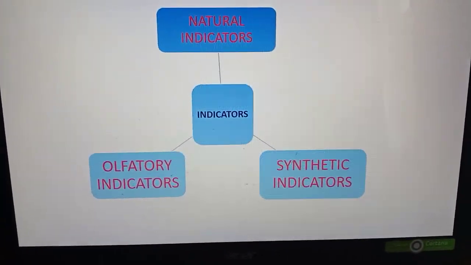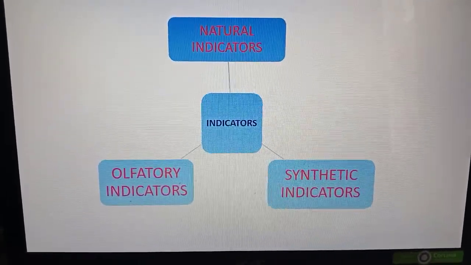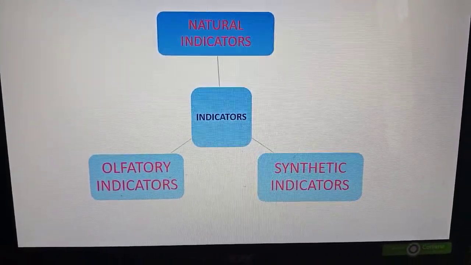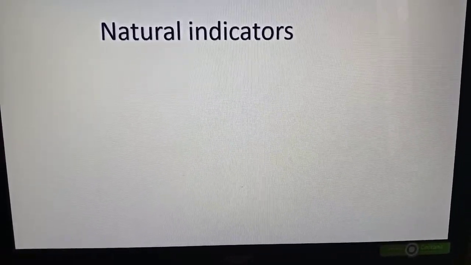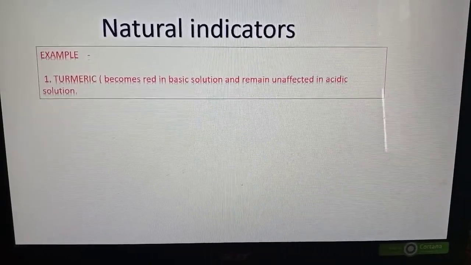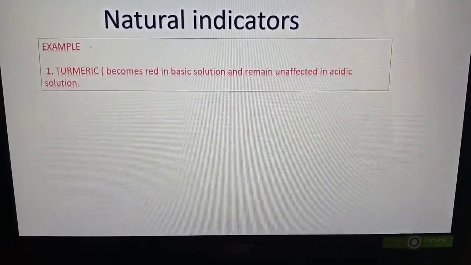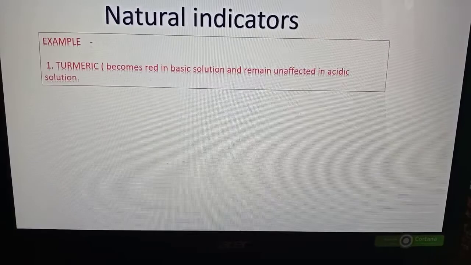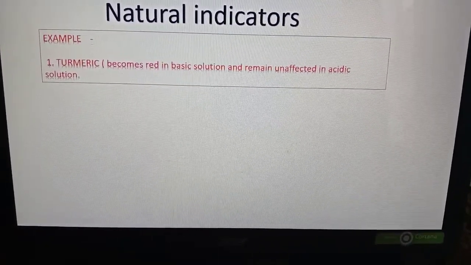In our course, there are three types of indicators: natural indicators, olfactory indicators and synthetic indicators. Natural indicators are those which occur naturally. Number one is turmeric. Turmeric is an indicator when it is coming in contact with basic solution, it changes its color and which is red. And when it is coming in contact with acidic solution, it remains unaffected. That means it remains yellow in color.